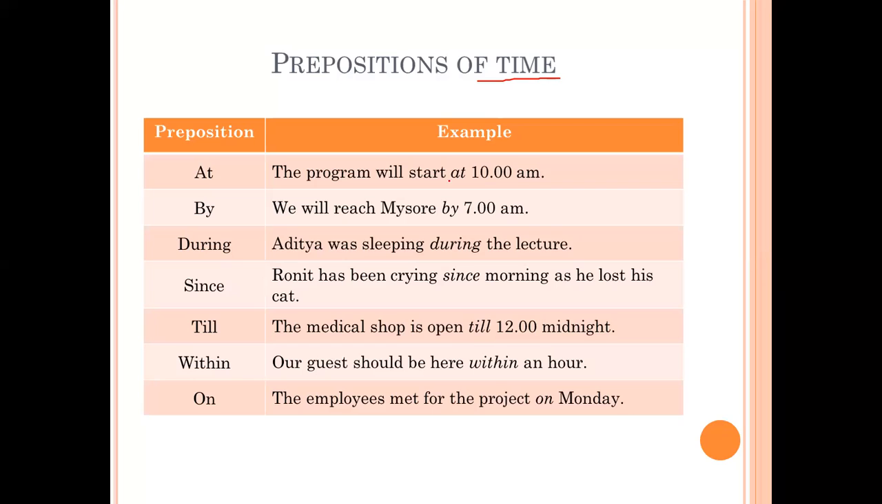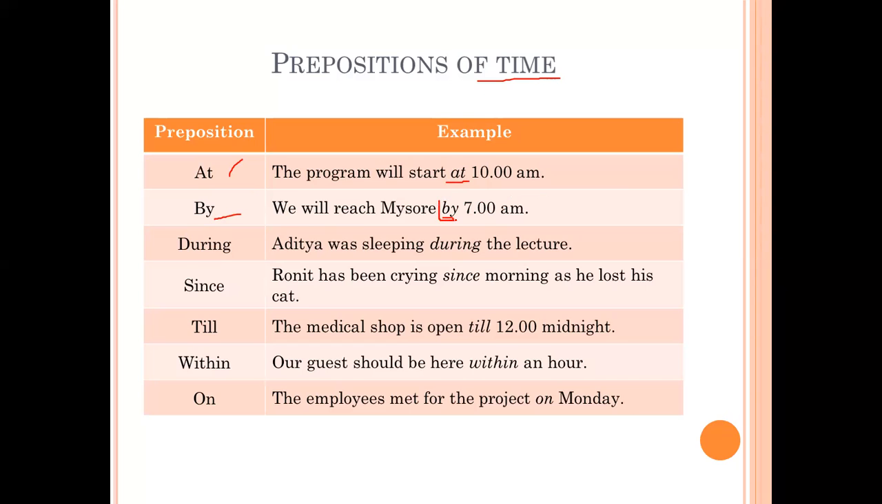So here we have first of all at. At refers to time: the program will start at 10 a.m. Here at is referring to the time. Next is by: we will reach Mysore by 7 a.m. When we talk about by 7 a.m., by is again referring to time, but it is not only referring to time. The preposition by can be used for other reasons also.